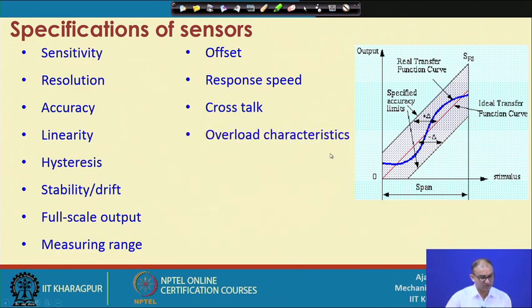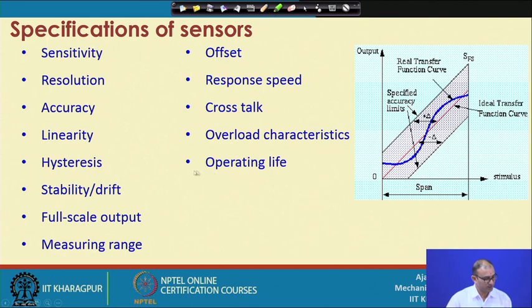Overload characteristic, because sometimes your system is rated for one particular input only. Suppose your dynamometer is rated for 100 Newton only and you are giving 110 Newton of force. So, will your dynamometer still perform some operation, or will it break down completely without giving any type of signal? That is called the overload characteristic, but up to what overload can it operate within a safe zone?